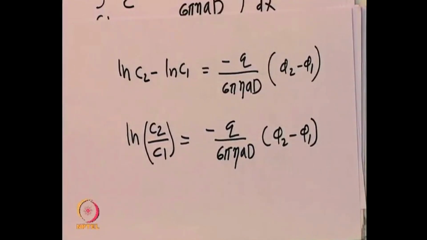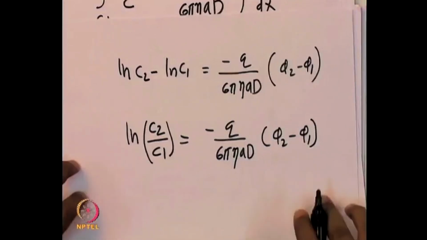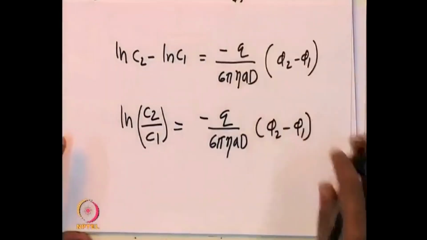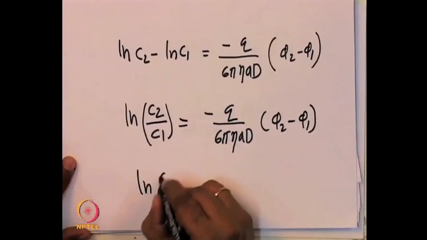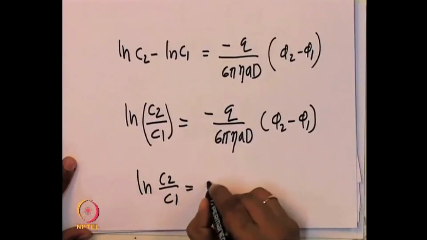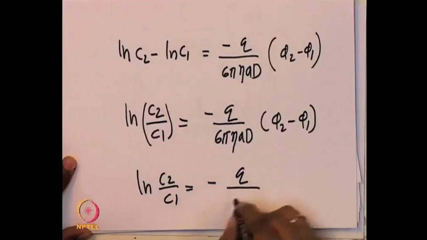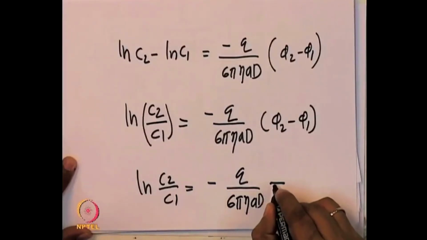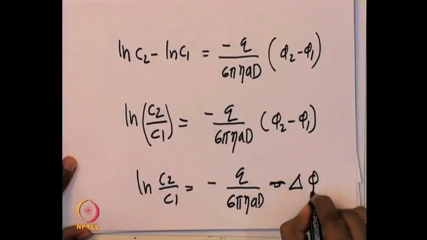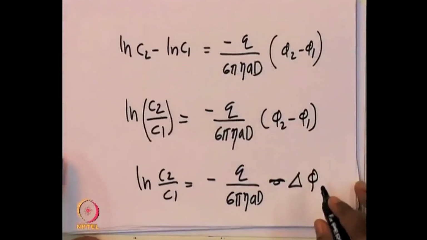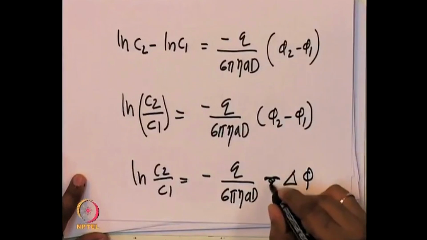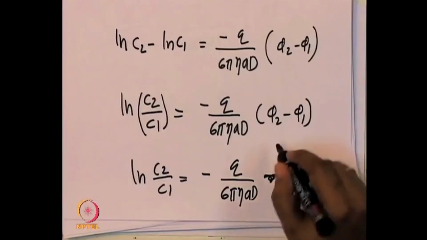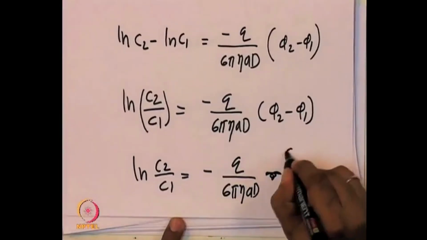Okay. So, as some of you are familiar with this equation, you can already see the Nernst equation appearing. So, what is this? Log c 2 by c 1 is equal to minus q by 6 pi eta a d into, I can write delta phi. Delta phi is nothing but phi 2 minus phi 1. If you want, I can write it as delta phi if you wish. So, this change, let me write it phi 2 minus phi 1 itself.